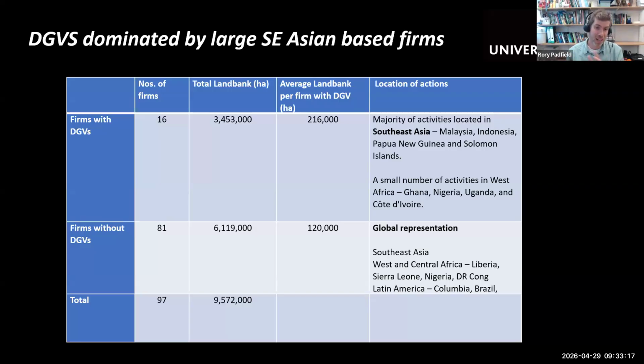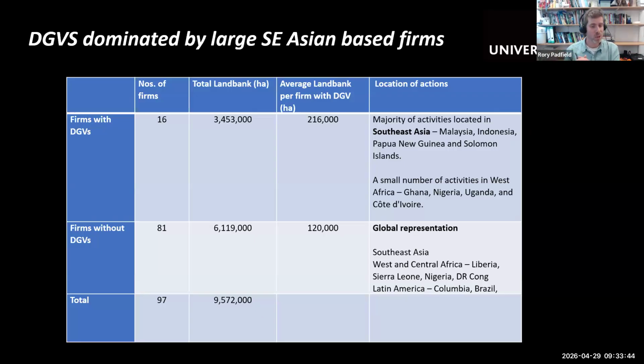If you look at the average land bank, therefore, per firm with a DGV, it's over 200,000 hectares, compared with, so the third line there, or the second main row, firms that don't choose to invest, right, they are larger in terms of the total land bank, but actually smaller when it comes to an average. So effectively, if you're a large firm, you're more likely to invest in a DGV, right?